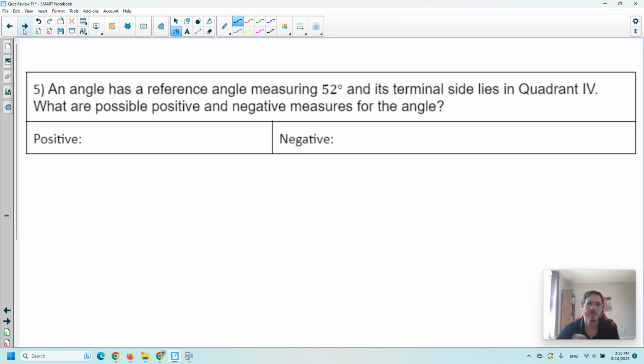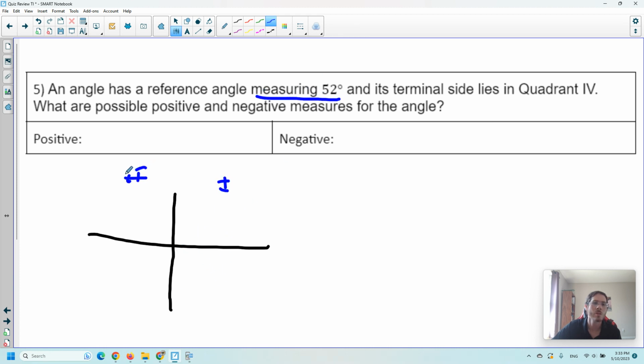For 5, angle has a reference angle measuring 52 degrees, and its terminal side lies in quadrant 4. We got to get a positive and a negative value for the angle. So if we know that the reference angle is 52 degrees, what we can do is come to quadrant 4: 1, 2, 3, 4, and just make an angle that we claim is 52 degrees. So that's our reference angle, that's 52 degrees.